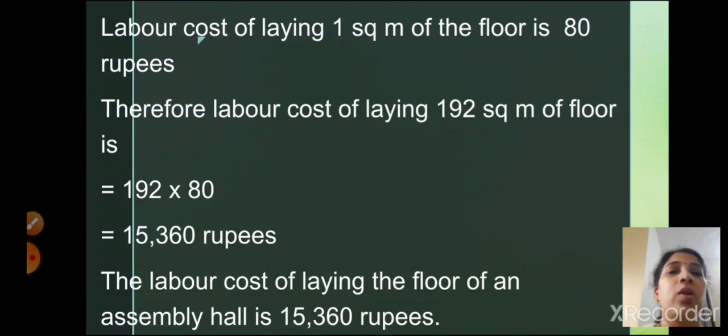I hope students you have understood all the 4 word problems which were related to the perimeter and area of the rectangle and the square. So we'll meet in the next session.